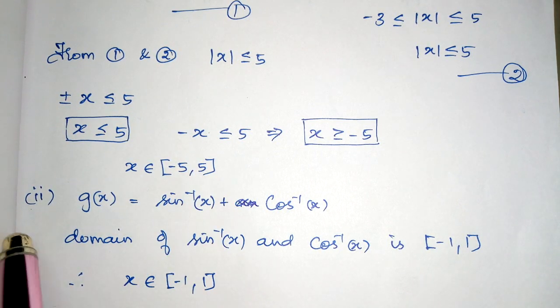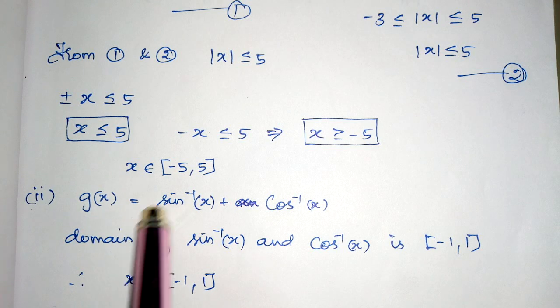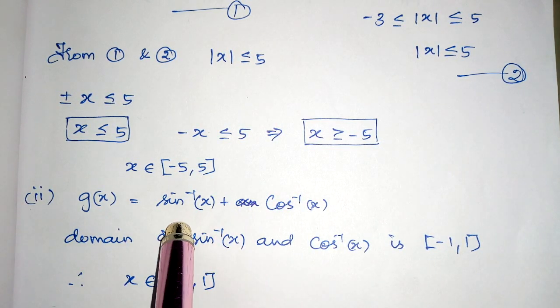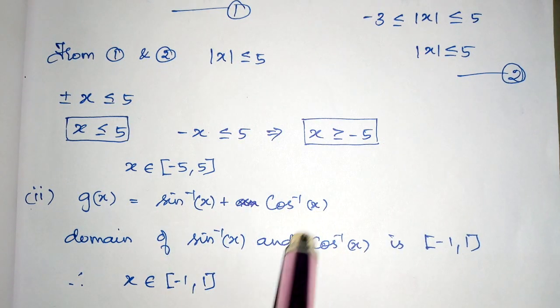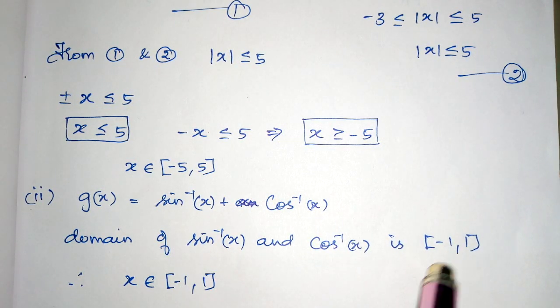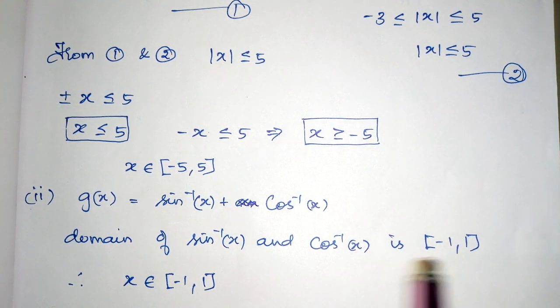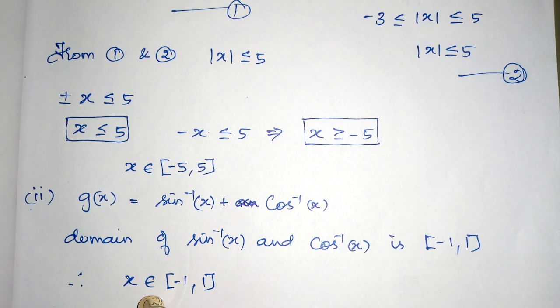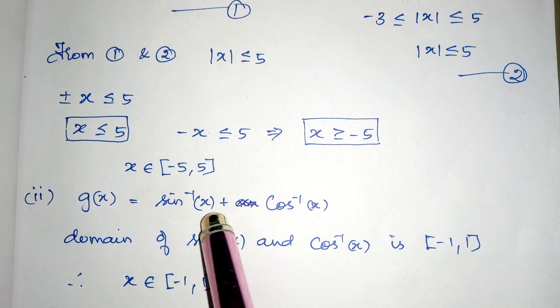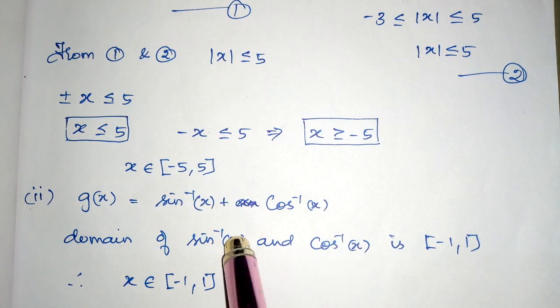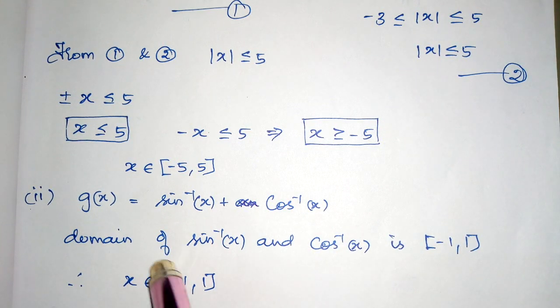Now coming to subdivision 2, g of x is equal to sine inverse of x plus cos inverse of x. You know that the domain of sine inverse of x and cos inverse of x is the closed interval of -1 comma 1. So I can directly say that x belongs to -1 comma 1, because here no value is given, simply x is given. So we can directly write that x belongs to the closed interval of -1 comma 1. That's all. Thank you.